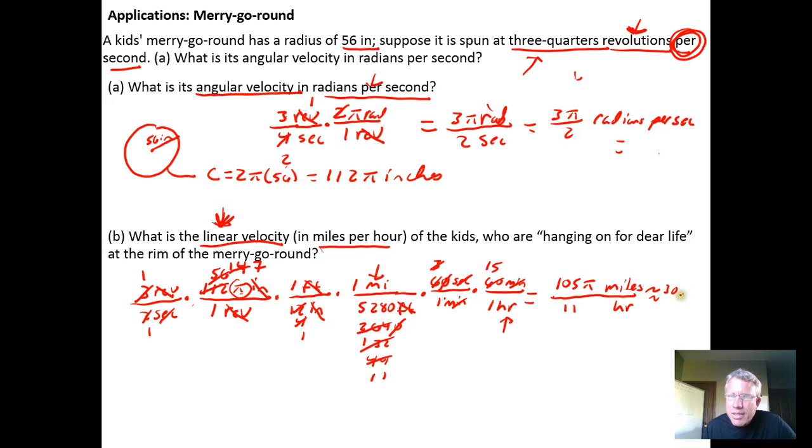That seems high. And because it seems high, if this were a homework problem or a test, I would walk back through this and double check my canceling just to make sure that it was correct. Again, 30 miles per hour seems fast. Seems like it would make you sick.